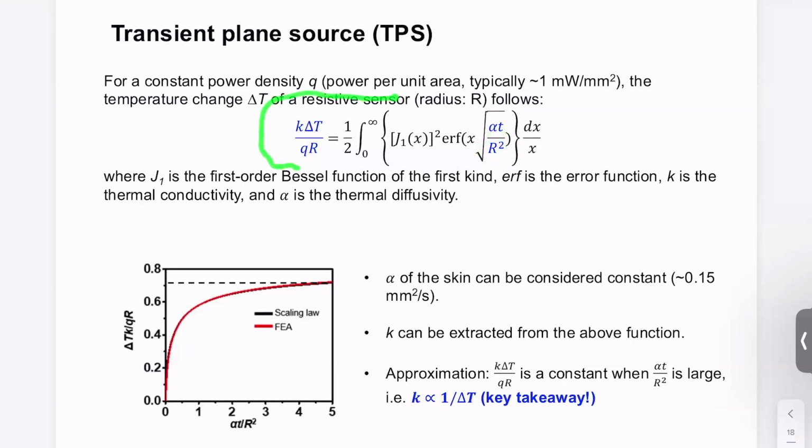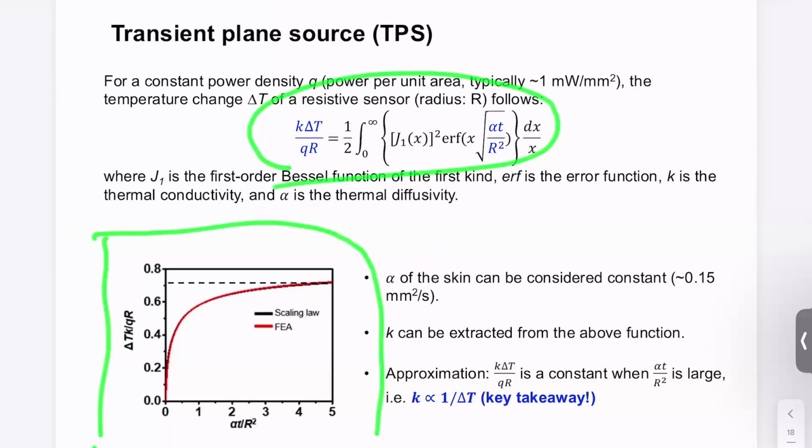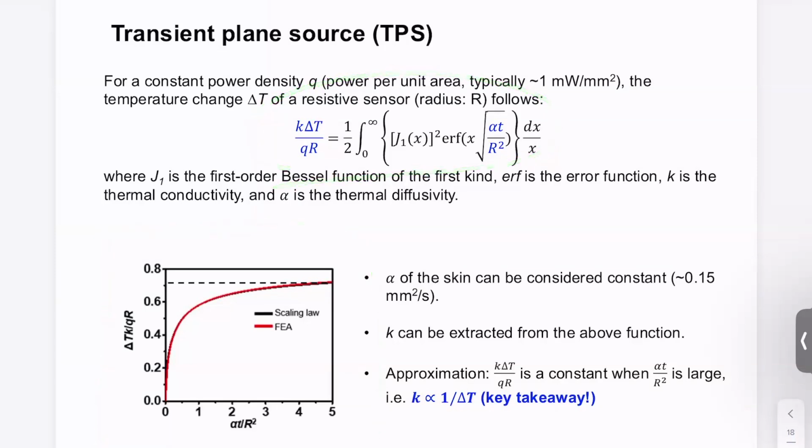So this is really complicated. We need to do approximation as engineers. So the first approximation is that you can consider the alpha term constant, typically around 0.15. It's typically around 0.15, not much change. Then you plot this equation numerically, you will see as time increases, this term on the left will approach a constant. What that tells you is that, as long as you measure long enough, you wait long enough, your term on the left is going to be a constant.